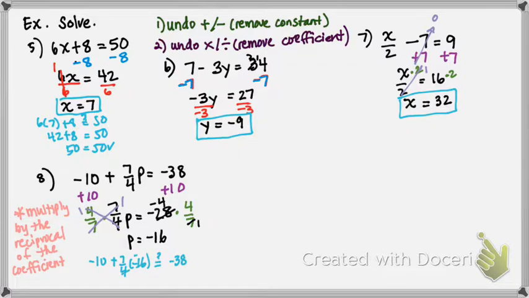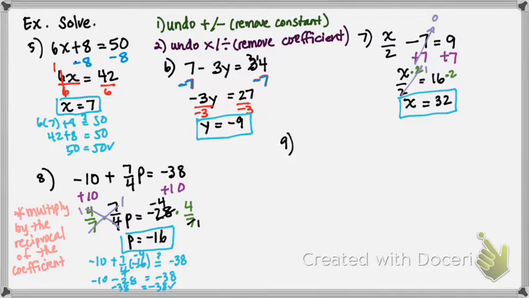So 4 goes into that negative 4. We have negative 10 minus 28. Oh, yep. Negative 38 equals negative 38. So my answer is p equals negative 16. All right, oops. Go back to black.